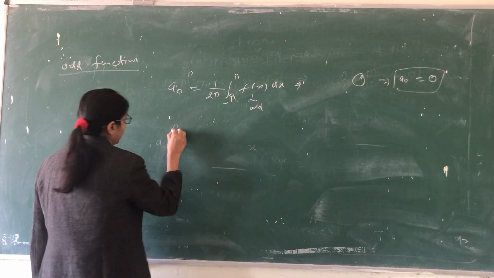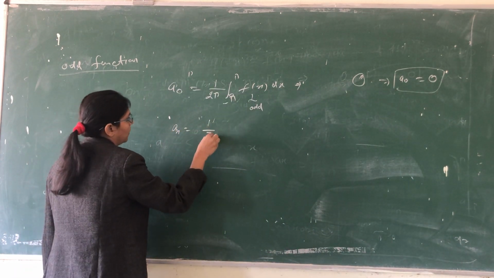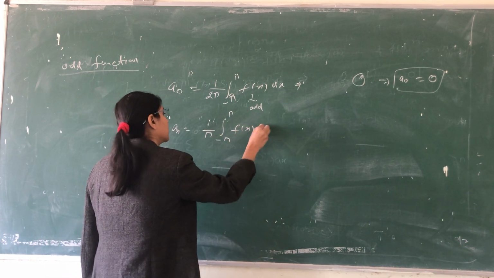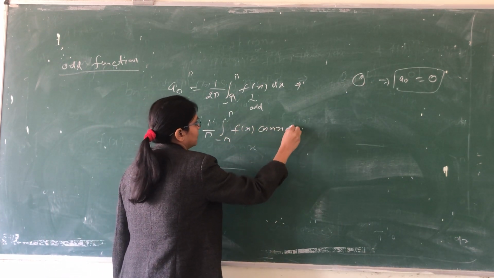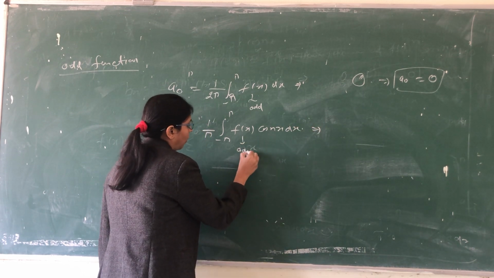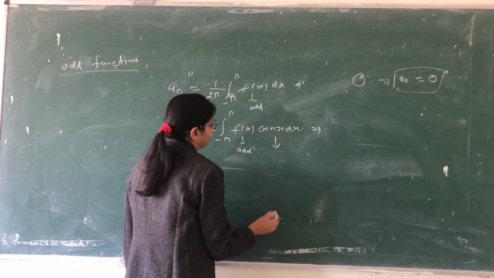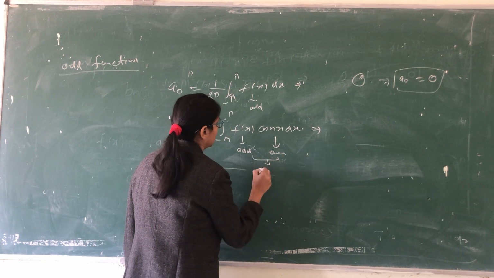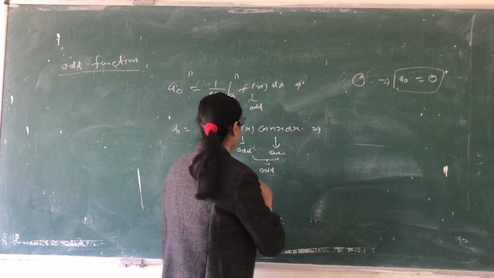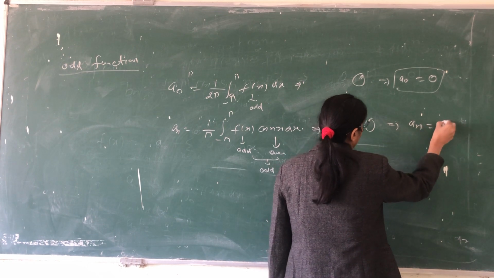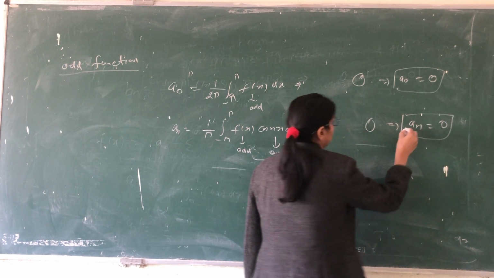Similarly, what is your an? an equals 1 upon pi integral minus pi to pi f of x cos of nx dx. Now we are given that the function f of x is an odd function, and we know that the cos function is an even function. So even times odd is again an odd function. So this integration becomes 0 from the property of integration. So here we will get that an equals 0.